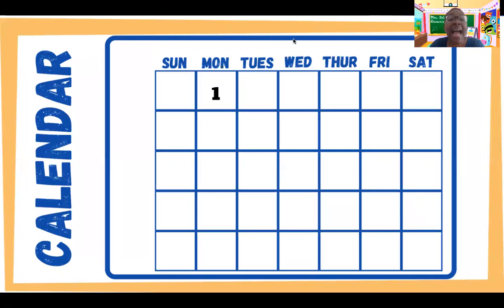Let's take a look at our calendar. Remember, a calendar assigns one number to every day of the month. Yesterday was Monday the 1st. It was the first day of the month. And so if yesterday was day 1, what does that mean for today? That's right. Today is the second day of the month. It is day 2. 1, 2.